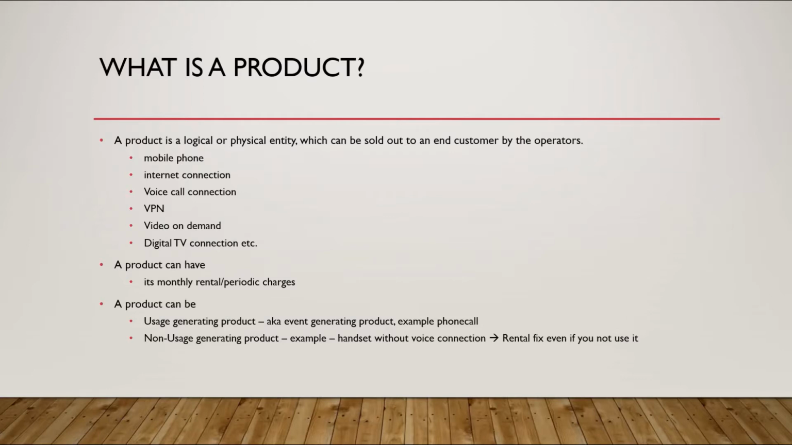Every operator has to charge you for the product. This is their source of revenue, source of income, source of profit, everything. So for that, they generally put some rental or periodic charges on you, like monthly charges, yearly charges, one-time charges, recurring charges, renewal charges. These are all charges which are set on some physical entities and logical entities of a product. And a product can be of two types.